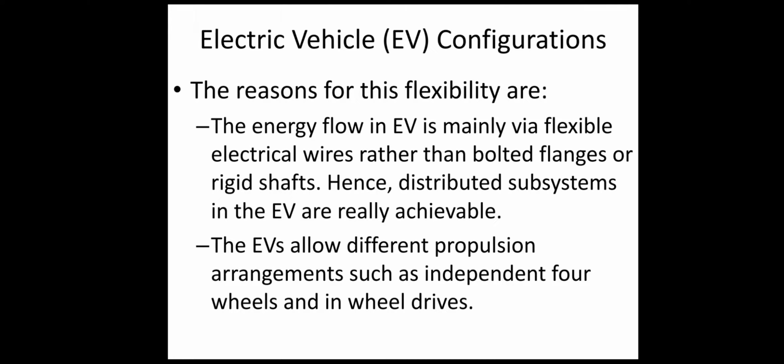In hybrid electric vehicles the internal combustion engine is there, so a number of parts are used for that. In pure electric vehicles there are only wires, motors, batteries and converters. That is the only component, so that is the main benefit: it is flexible. Next, the EV allows different propulsion arrangements such as independent four wheels or in-wheel drives. This is the second advantage.